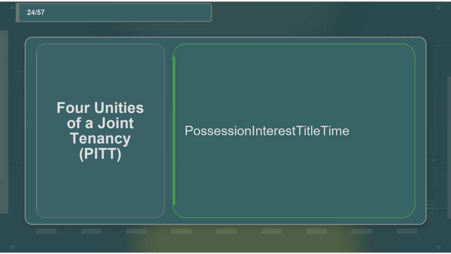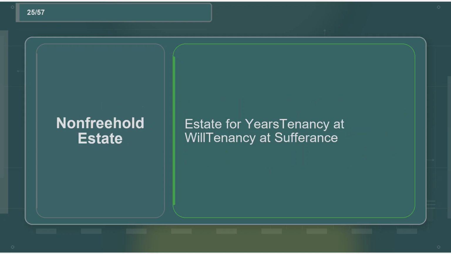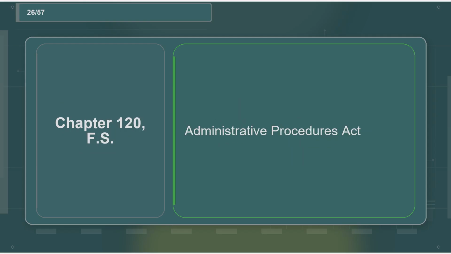Flashcard 24. Term: four unities of a joint tenancy, PIT. Definition: possession, interest, title, time. Flashcard 25. Term: non-freehold estate. Definition: estate for years, tenancy at will, tenancy at sufferance. Flashcard 26. Term: Chapter 120, FS.